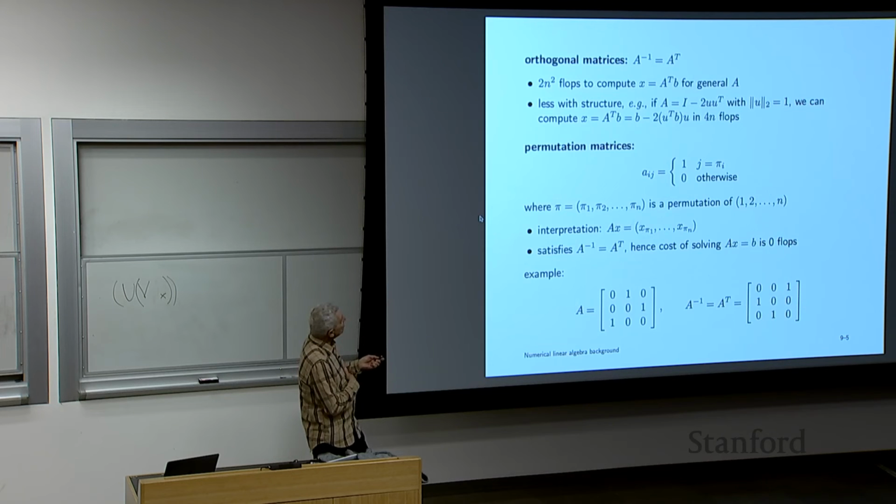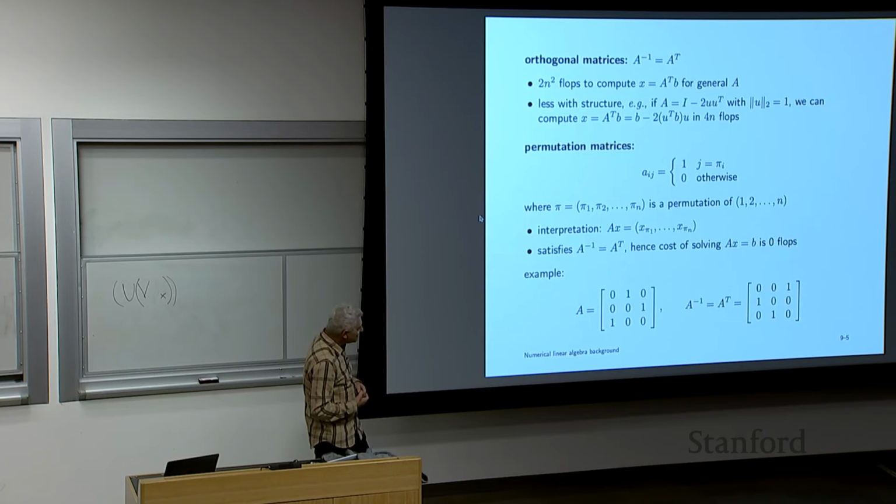And the storage is also clear. You would store U, not the matrix, right? A permutation matrix is a good example, right? If you have a permutation matrix and you want to know how long it takes to solve a permutation matrix times x equals b, you just unpermute them, which is the transpose. And you actually don't even do any flops because all you're doing is just moving numbers around, right?